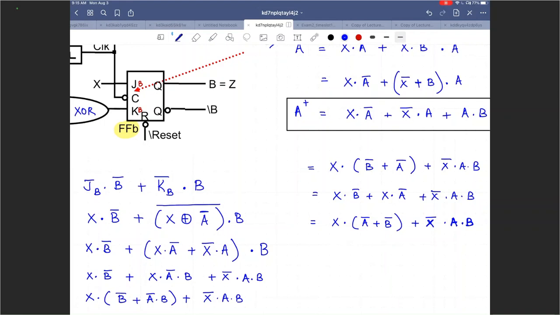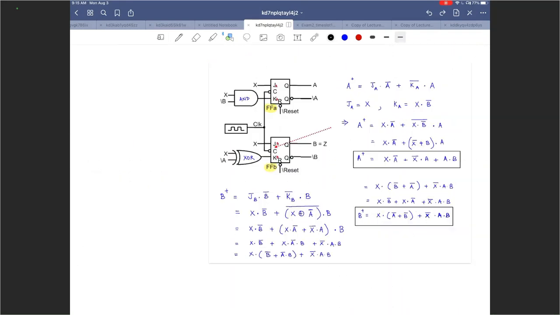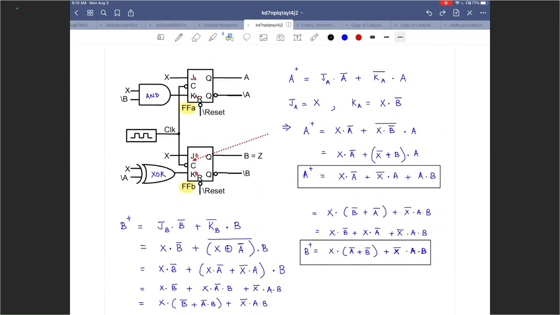All right. So I think I'm happy with this. So this is the equation for B plus. So I've got an equation for A plus, I've got an equation for B plus. I also need an equation for Z. Well, Z is pretty simple, right? What is Z? Z is B.